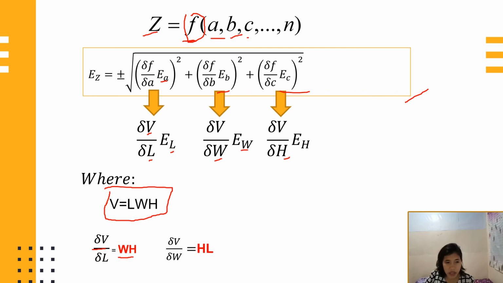Another, if V with respect to W, if we differentiate this one, the remaining will be LH, so HL or LH. Next, we take the partial derivative of V with respect to H. So, we remove H, so the remaining will be length times width. Right? Again, review your differentiation. Same goes, we substitute it into our function. Okay?